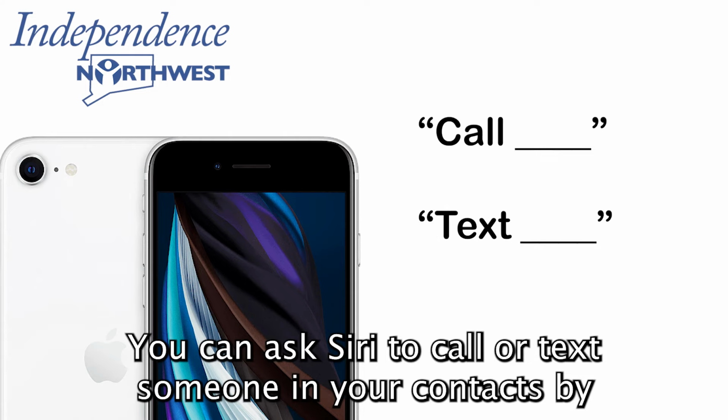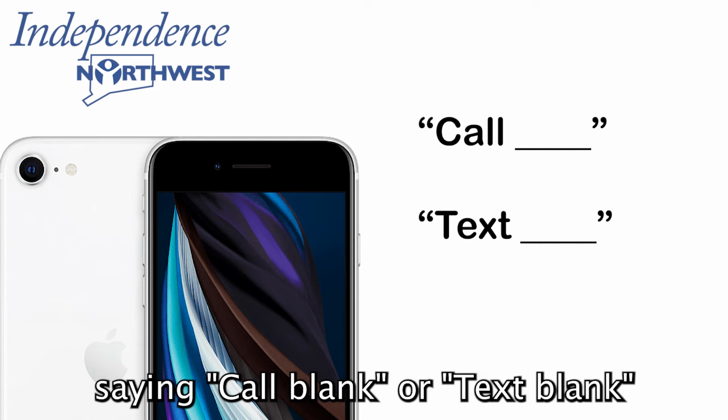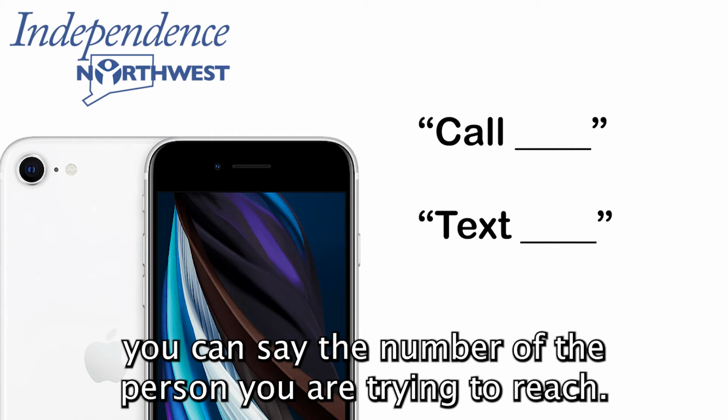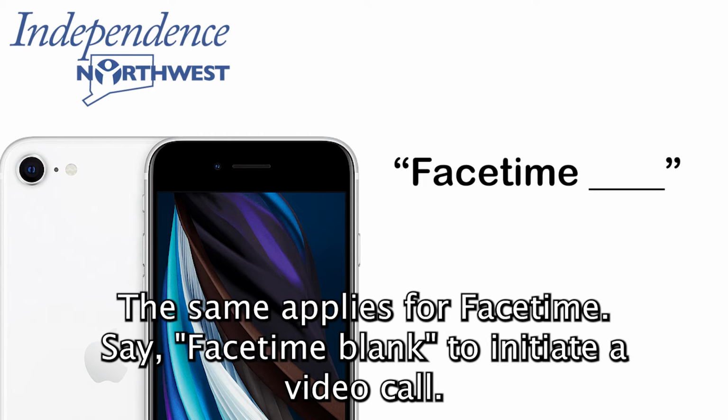You can ask Siri to call or text someone in your contacts by saying "call blank" or "text blank." If the person you want to call or text is not in your contacts, you can say the number of the person you are trying to reach. The same applies for FaceTime. Say FaceTime blank to initiate a video call.